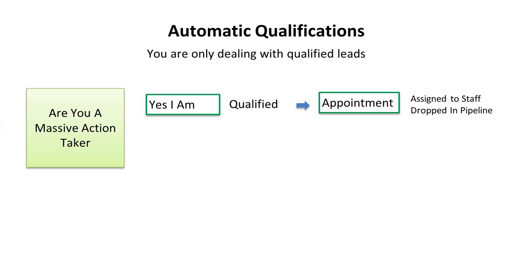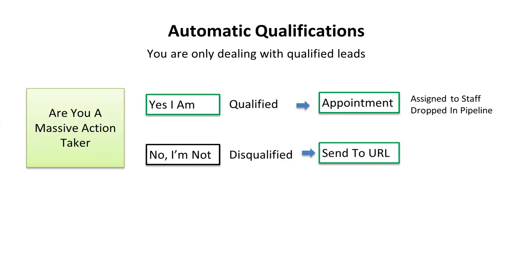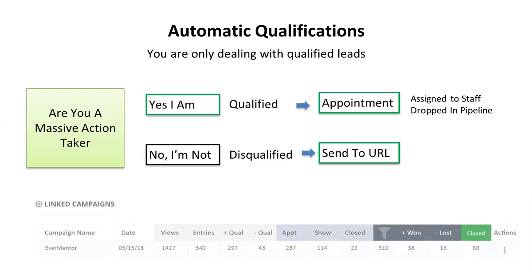And remember, at that point, we can drop them in the sales pipeline. But now let's look at the other route. Let's say, no, I am not. Well, if they're not a massive action taker, then obviously we probably don't want to work with them. And so if they choose that answer, they're disqualified. And once they're disqualified, we can decide where we want to send them. We can make a nice light box appear that says, we received your application, we'll be in touch with you shortly. We can send them to a URL, a webinar registration, or we can send them to another appointment. It's completely up to you where you want to send them.